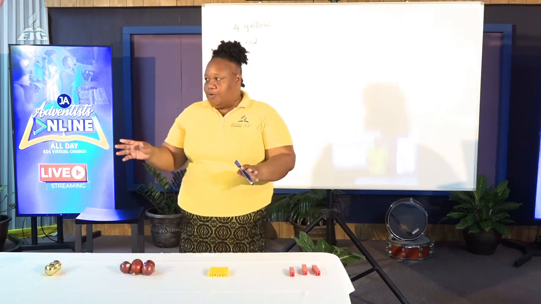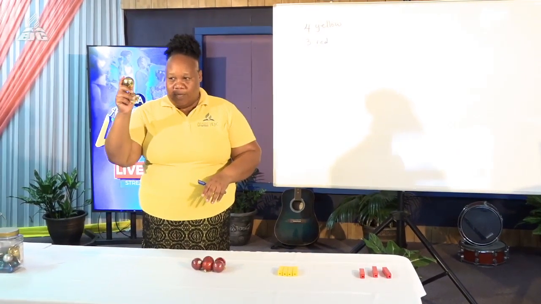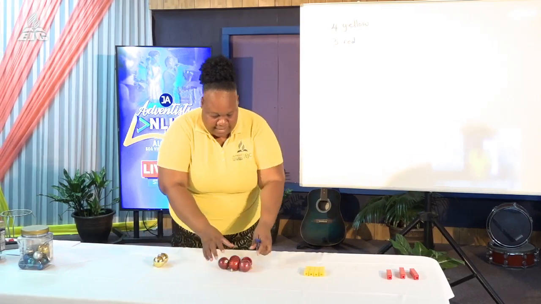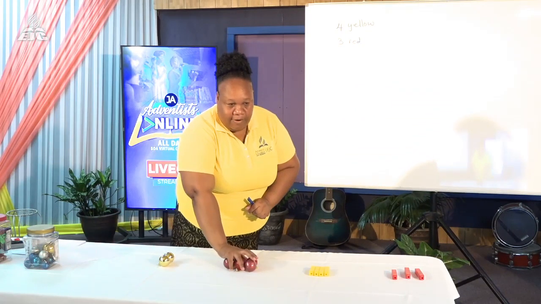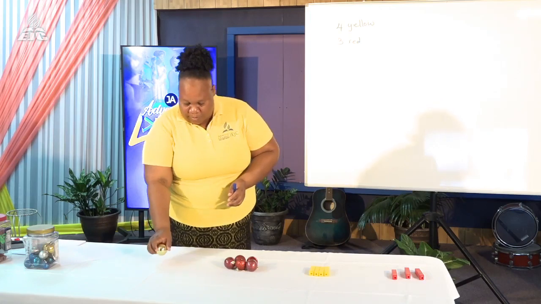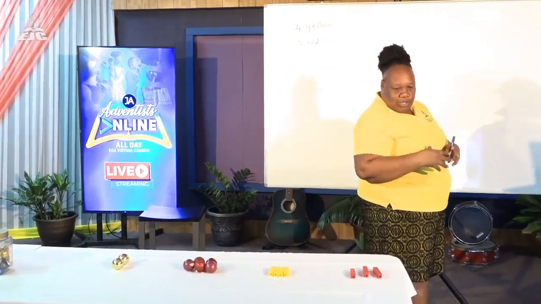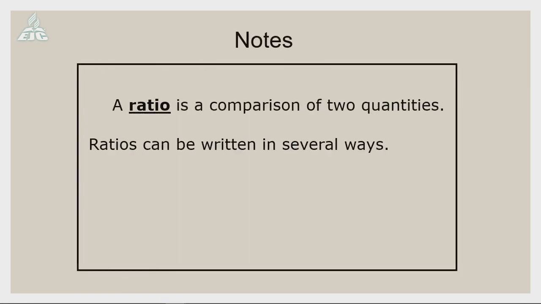I'm going to go to the next set of manipulatives that I have. 2 gold balls and 5 red balls. Comparing them, for every time I have 5 red balls, I will give you 2 gold balls. So what is ratio? Based on the demonstration, what is ratio? Now, ratio is a comparison of two quantities. Let us go back to our table.